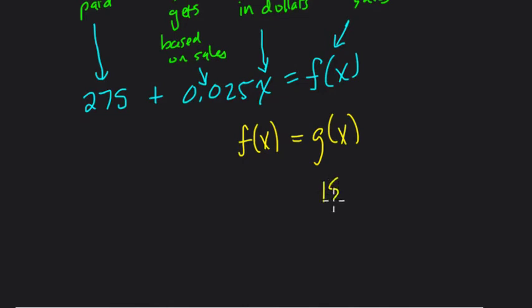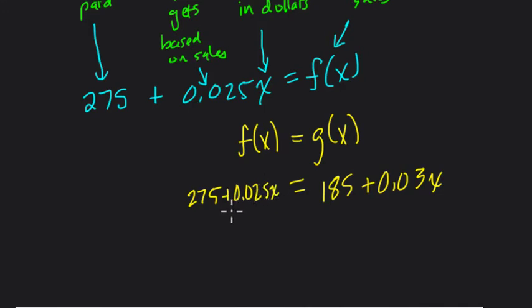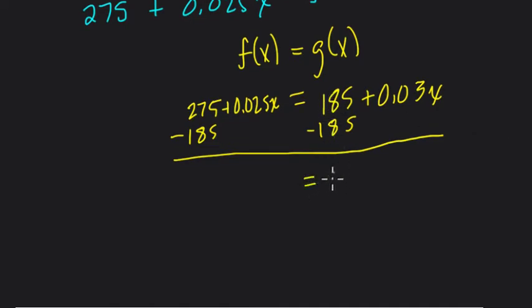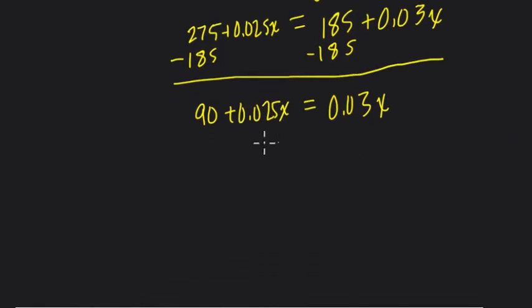So let's set everything up. For g of x, we have 185 plus 0.03x. And for f of x, we have 275 plus 0.025x. So just solve for x and you're done. Take 185 from both sides. We don't have to do that as a first step, but that's going to help me. 185 minus itself is 0, so we have 0.03x left on the right side. 275 minus 185: the distance to 200 is 75, and another 15 is 90, so this equals 90, plus 0.025x.